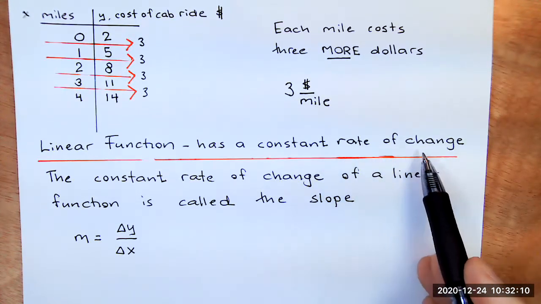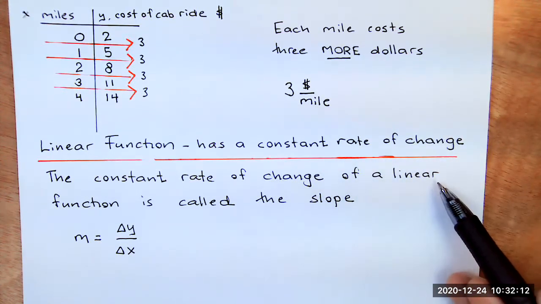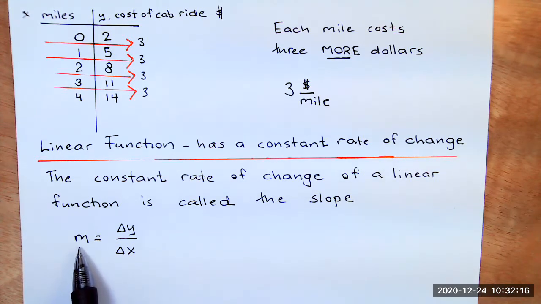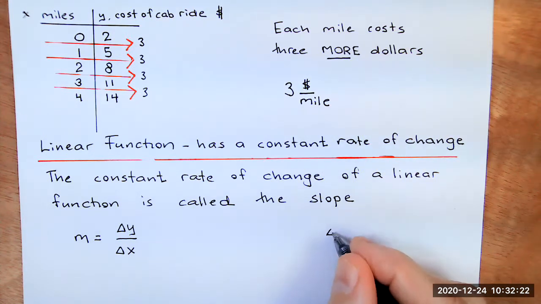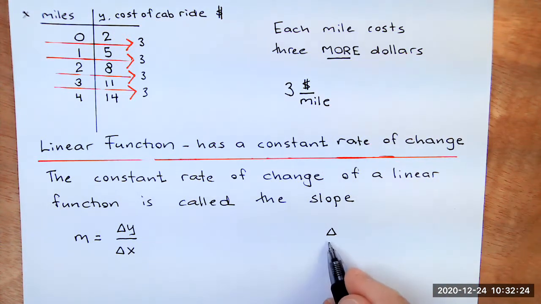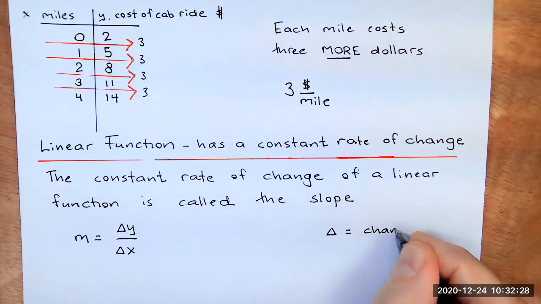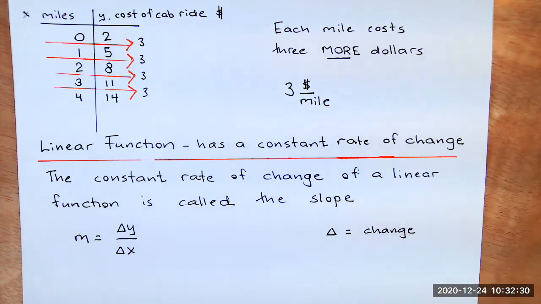All right, that constant rate of change of a linear function is called the slope. And the formula for the slope is the change in y over the change in x. And in case you haven't seen it before, this is the Greek letter delta, and that's used for change.